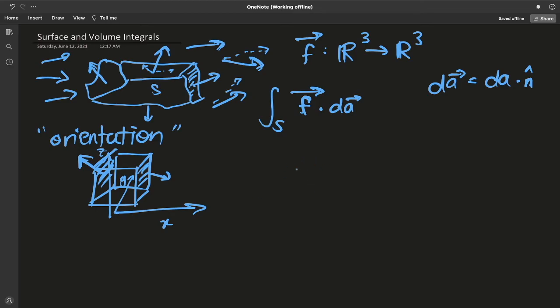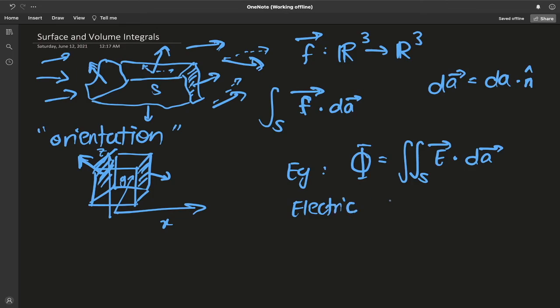So one example of this: for the line integral, we had work. For the surface integral, we have flux, say electric flux for now. So the amount of electric field lines crossing a surface S, that measure is called the electric flux. And this is of course extremely important in electrostatics and dynamics.